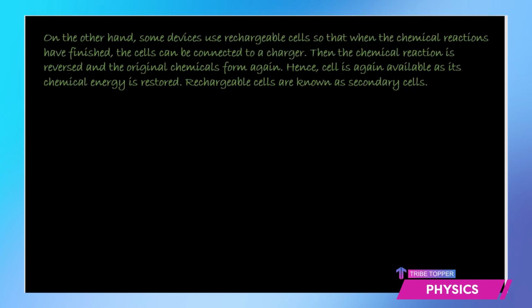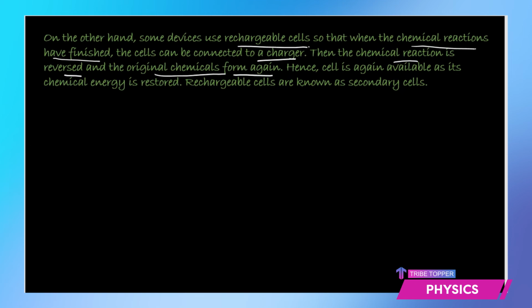On the other hand, we have some devices which use rechargeable cells. Let's say the batteries in your laptops, your phones, your cars can be recharged. So when the chemical reactions have finished, the cells can be connected to a charger, so the reverse reaction will happen, the chemical reaction is reversed, and the original chemicals are formed back again.